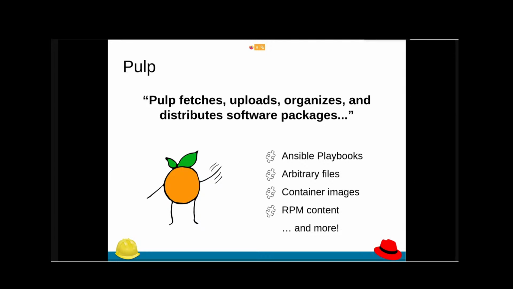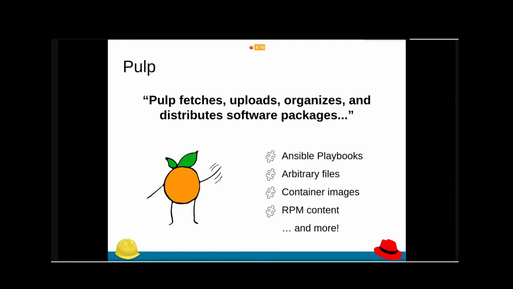So the next thing is, what is Pulp? I got this straight from Pulp's website. If you go there, you'll see this. They say that Pulp fetches, uploads, organizes, and distributes software packages, for example, a Python package. Mirror and mix software repositories, test them, and then go into production. So what Pulp is, is Katello's backend storage for all of your content and the management for it.